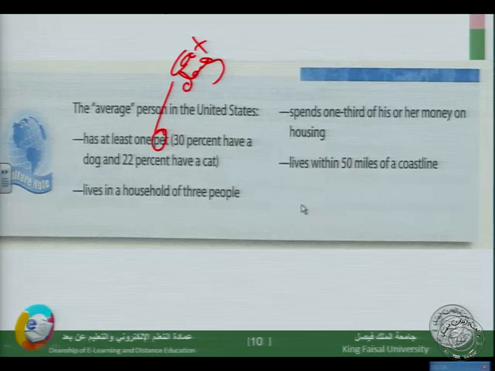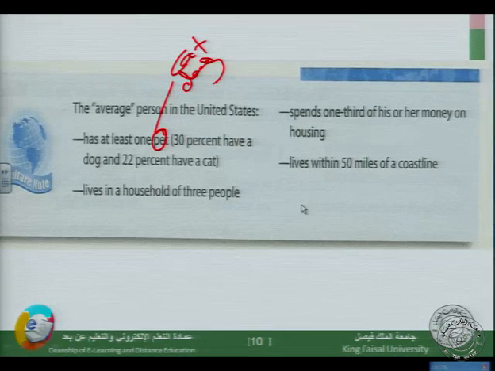30% have a dog and 22% have a cat. Is that interesting? It's really interesting statistics. Why? Because it gives you new information. It's really interesting to know such stuff. The average person in the United States lives in a household of 3 people, not more than 3 people. Maybe the man and the wife and the child.